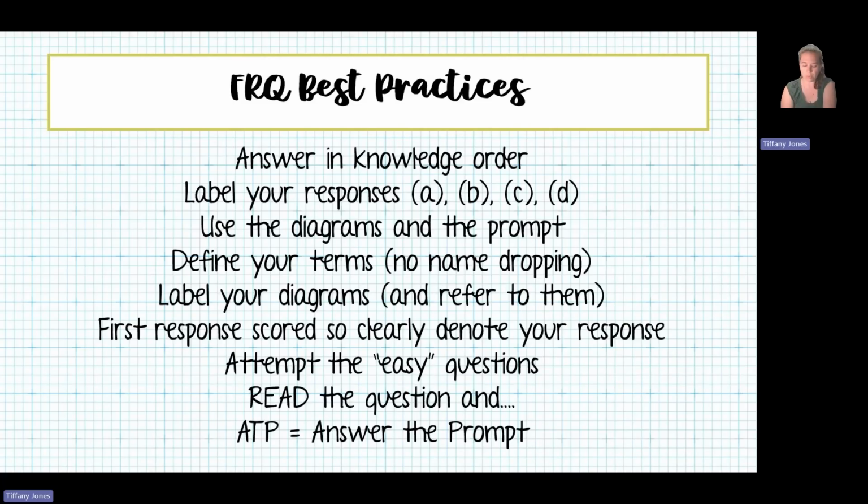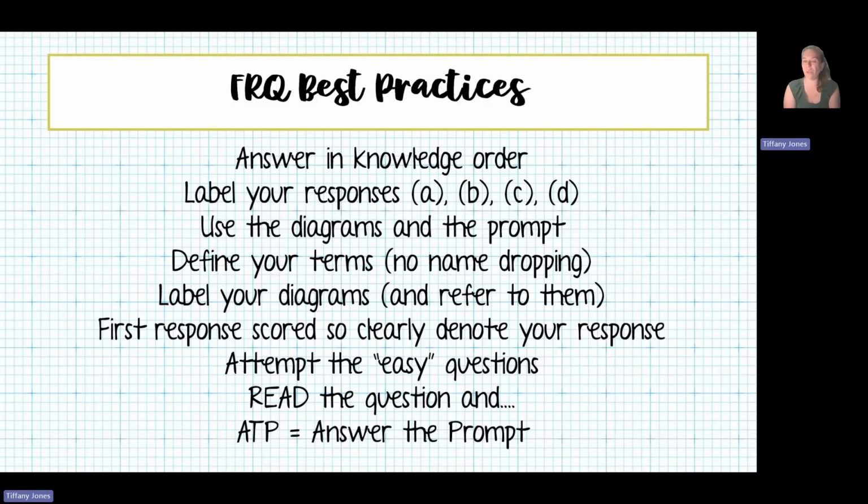You want to label your diagrams. I was talking to my students this week about Punnett squares, and they said, okay, can we use a Punnett square to explain our response? Well, yeah, but whenever you use some type of diagram that you've made yourself, just label that diagram and say figure 1. And then in your response, you can say, as seen in figure 1, 50% are this phenotype or this genotype and 50% are this genotype. It helps the reader follow where you did your work.